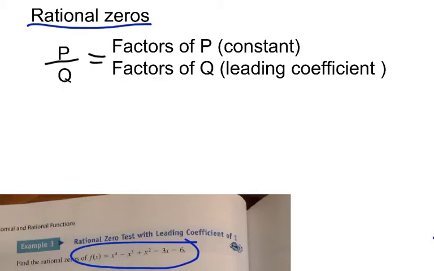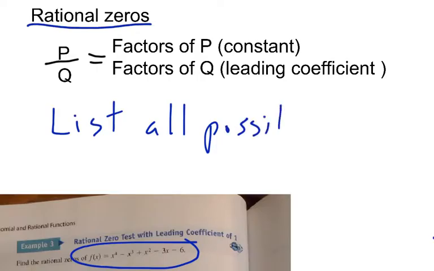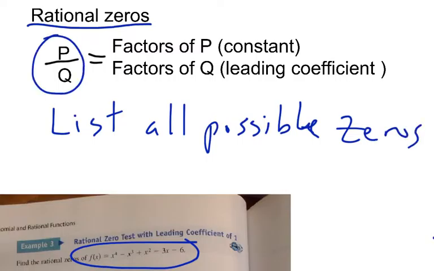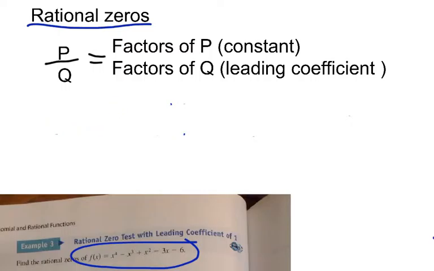Like I wrote over here, the way that I list all possible zeros is by doing P over Q. The P in this case are all the factors of P, which is my constant. My constant in this case is -6. So I need to find all the factors of -6.